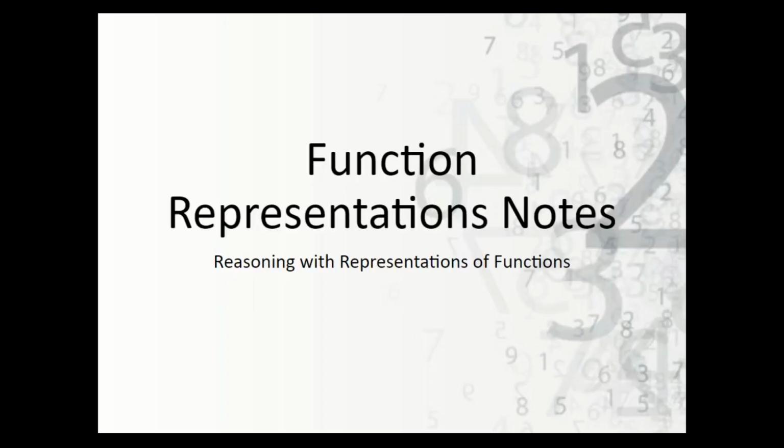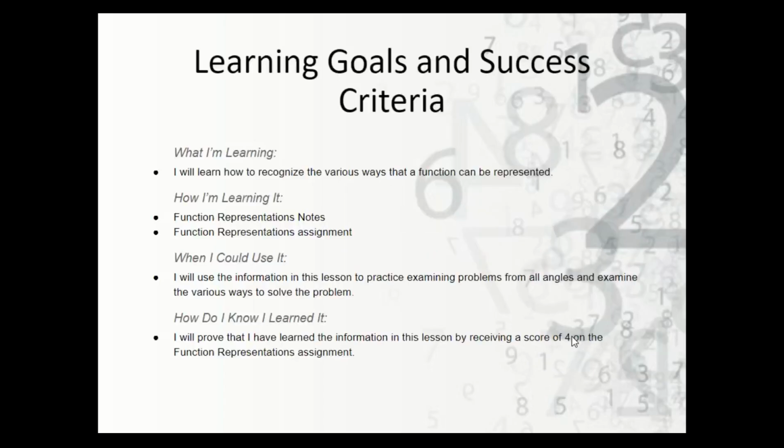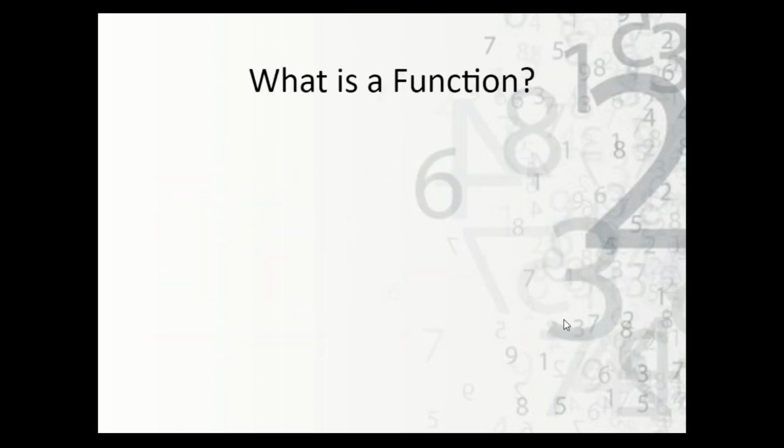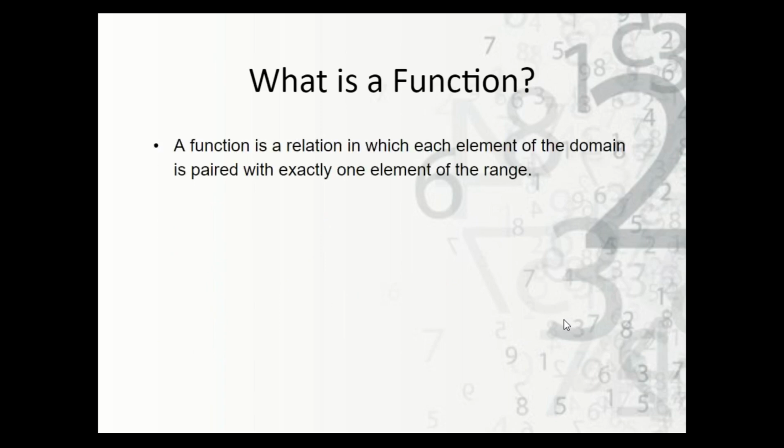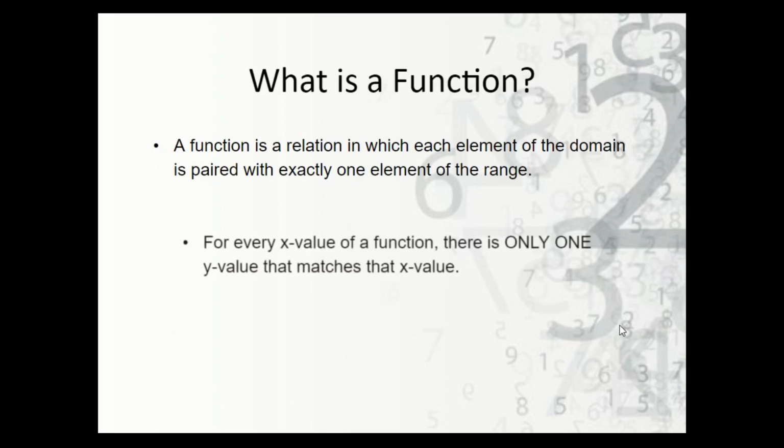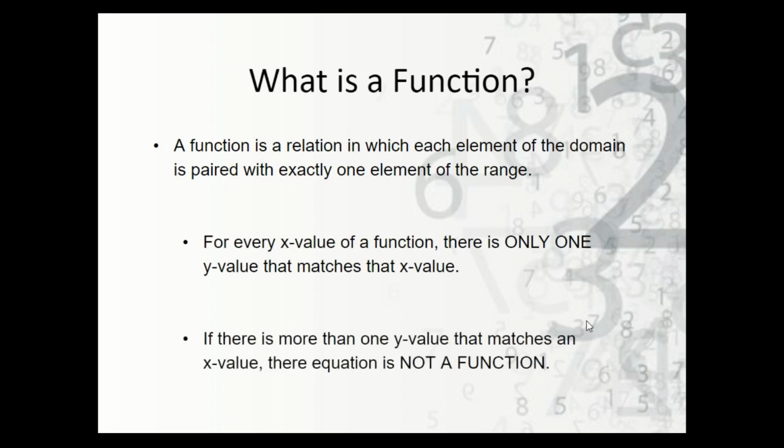Let's take a look now at the function representations notes. The notes begin with the learning goals and success criteria. Now, what is a function? A function is a relation in which each element of the domain is paired with exactly one element of the range. So that means that for every x, there's exactly one y that matches with that x value. If there is more than one y to match up with an x, then it is not a function.